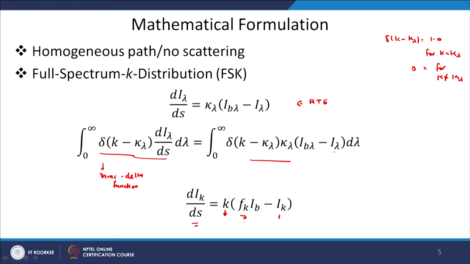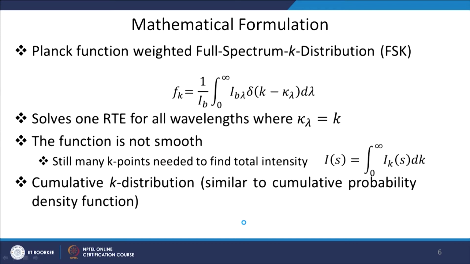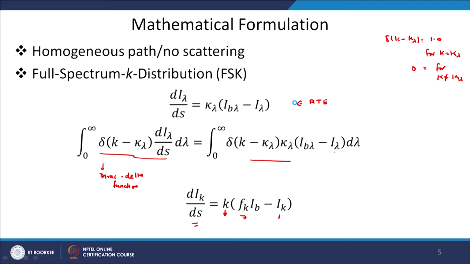Let me give you the definition of this Fk. Fk is defined as the Planck function weighted full spectrum k distribution. It is defined as 1 upon Ib times the integral from 0 to infinity of Ib lambda delta(k minus kappa lambda) d lambda. This has been assumed here in this equation, and our equation basically simplifies.